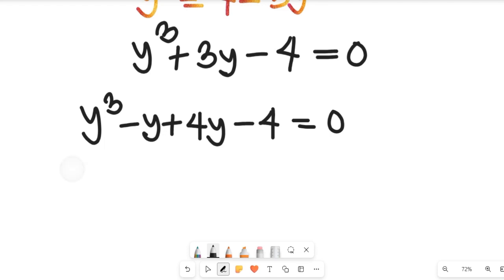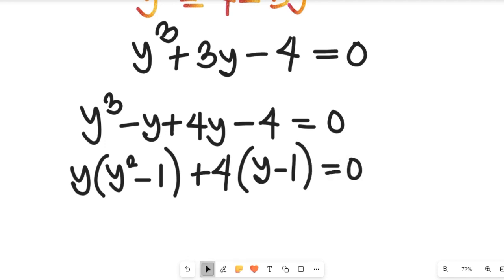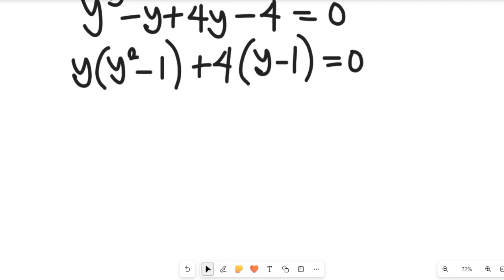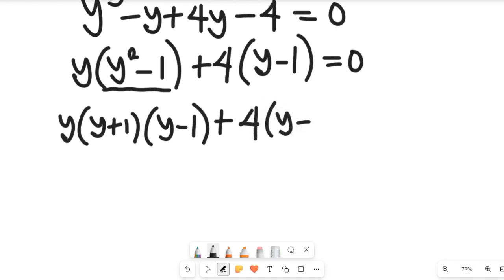So y is common over here. We'll have y times y squared minus 1, plus 4 times y minus 1, equal to 0. Great. Having done this, you come to see that y squared minus 1 is a perfect square, so it can be expanded: y plus 1 times y minus 1, plus 4 multiplied by y minus 1, equal to 0.